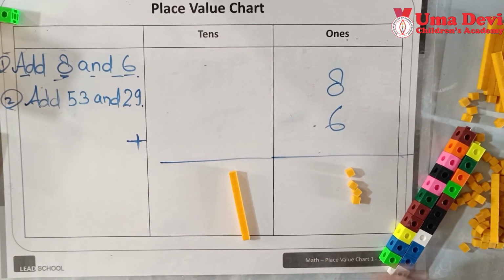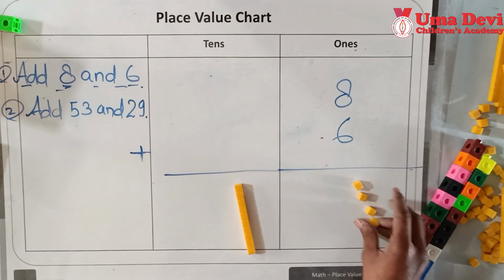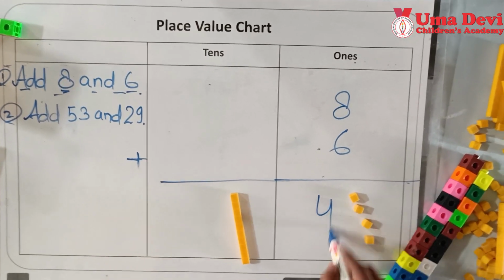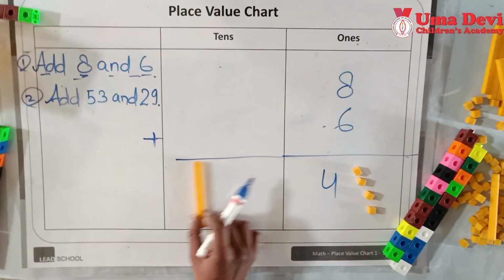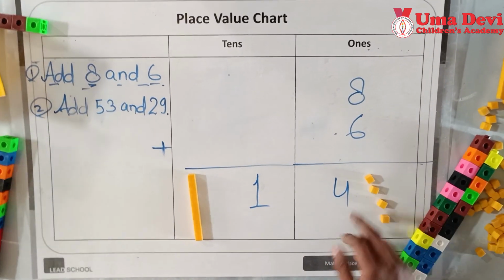Okay, so when we add 8 and 6, how many ones? We will get 4 ones. How many tens? 1 tens. So like this you will add. 8 and 6 will be 14.